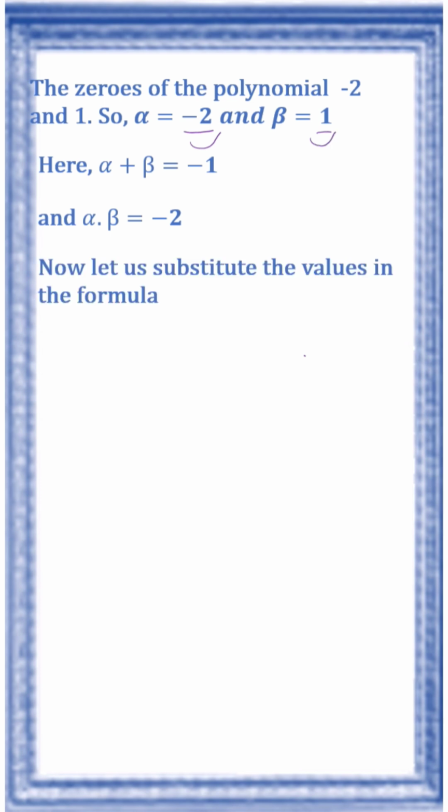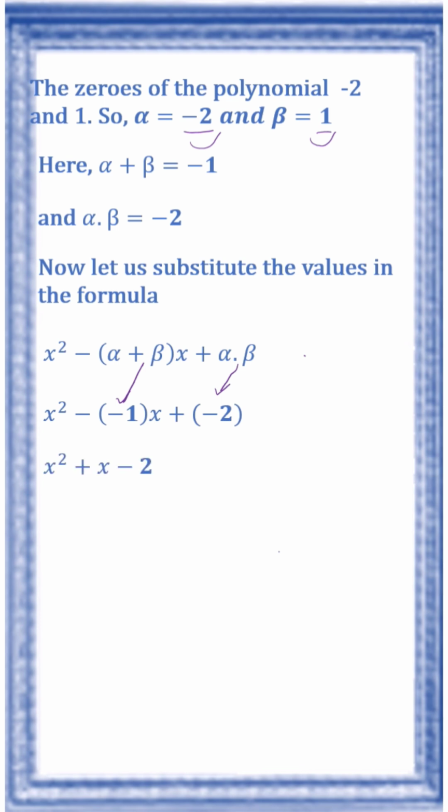Now let us substitute the values in the formula. x square minus alpha plus beta into x plus alpha into beta. In the place of alpha plus beta, we have to write negative of 1. In the place of alpha into beta, we have to write negative of 2. So now let us expand it. Minus into minus, that is plus, plus into minus, that is minus. So x square plus x minus 2 is the required polynomial.